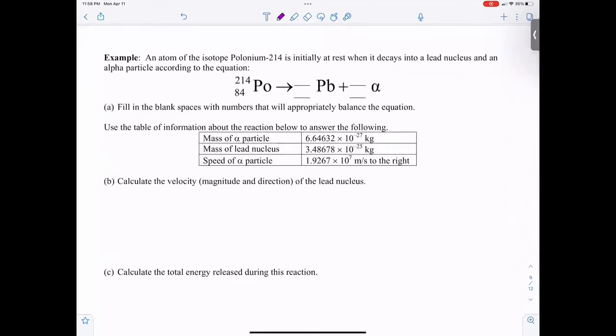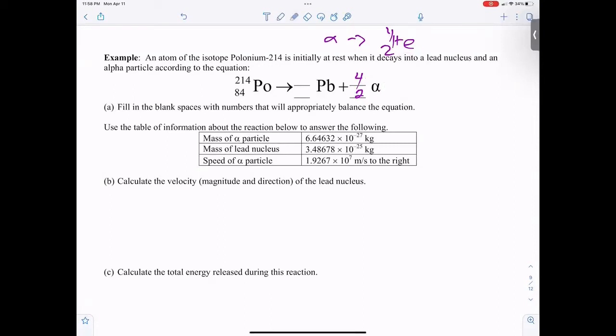Okay, let's take a look at the following example. An atom of isotope polonium-214 is initially at rest when it decays into a lead nucleus and an alpha particle according to the equation polonium-214, and that decays into lead and then the alpha particle. So we know the alpha particle is 4,2. Remember, alpha particle is helium 4,2. It's a helium nucleus. You could write it as He or with an alpha symbol. Either one's fine. Here they wrote it as an alpha symbol.